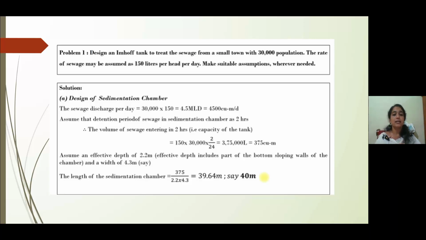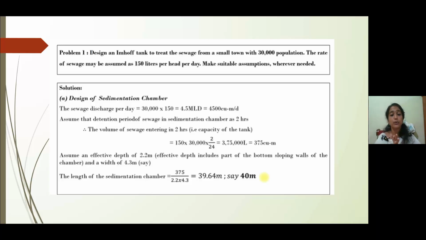Then assume a detention period of 2 hours. This is already given in the design criteria. And the volume of sewage entering in 2 hours we can calculate: that is 150 into 30,000, the population, into the detention time, that is 2, divided by 24. That is, we are converting per day into per hour. So it is 375 meter cube.